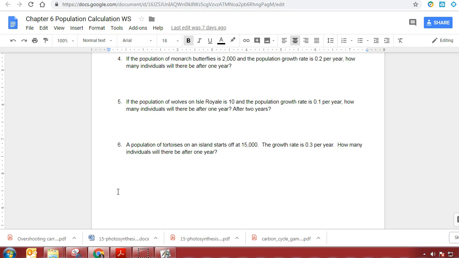Okay. Now, in order to do it after 2 years, we're going to have to take 11 times 0.1, which is going to be 1.1. So basically, we're adding another wolf. Right? So after 2 years, there would just be 12.